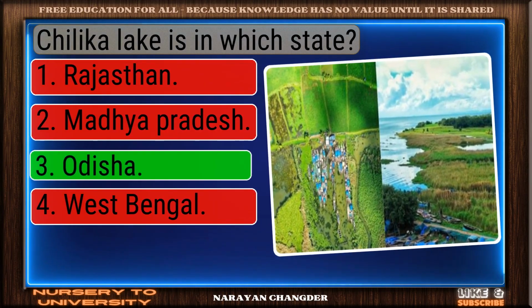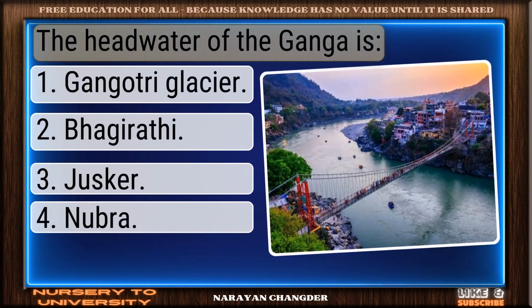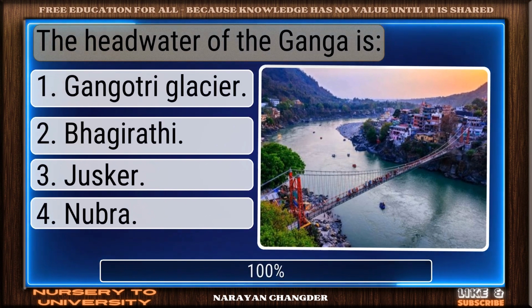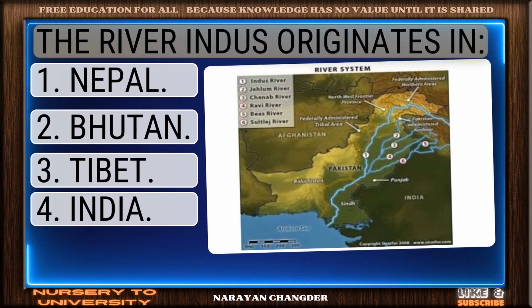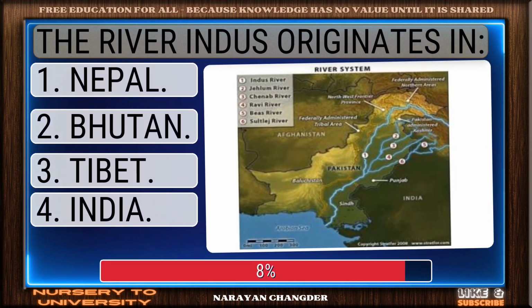Strong choice. Odisha is the right answer. Question number 178. The headwater of the Ganga is? Correct. Bhagirathi is the right answer. Question number 179. The river Indus originates in?